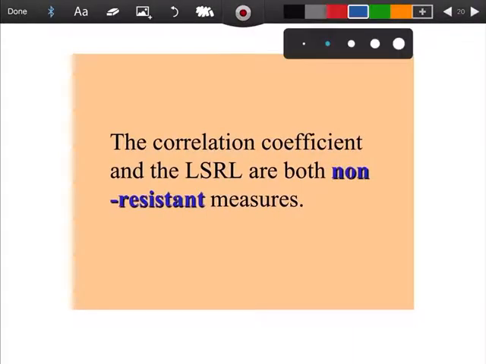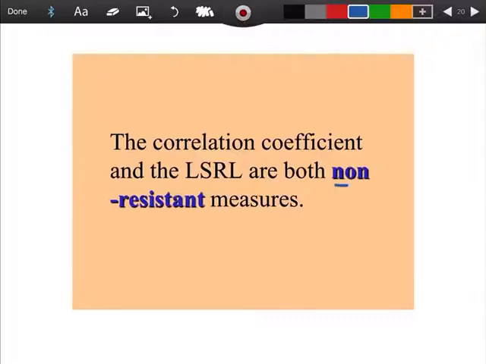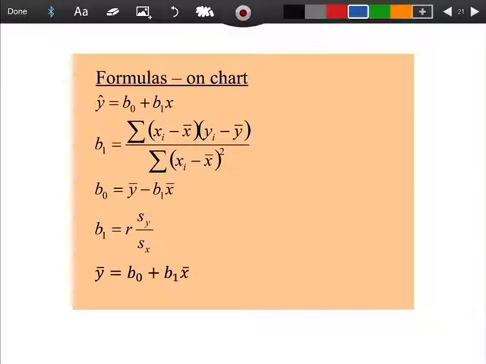Well, that means something to us in terms of resistance. We know that our correlation coefficient was based in part on the calculation of x bar and y bar. Now we know that our x bar and y bar point is always on our least squares regression line. That means both our R value and our line of best fit are non-resistant measures. They are not resistant to outliers. In other words, they are greatly impacted by outliers.